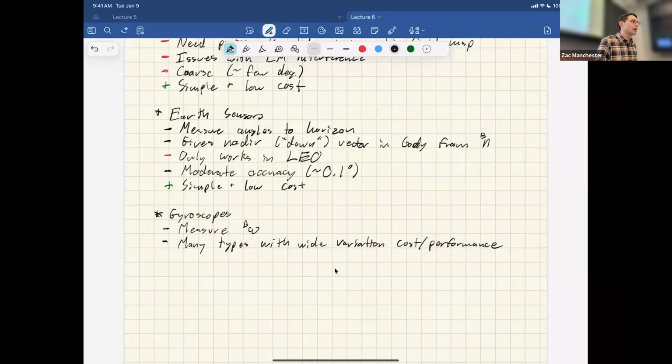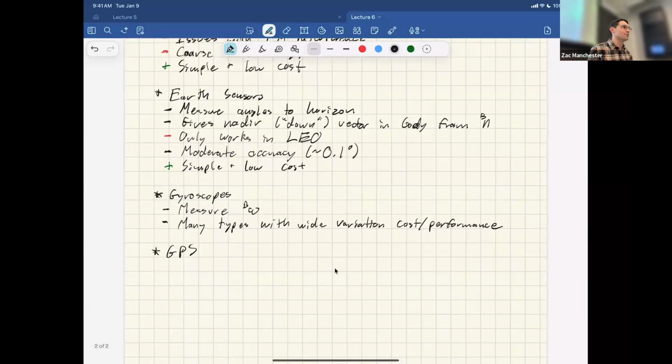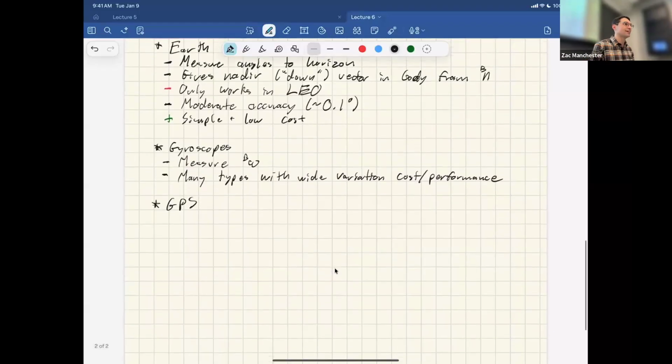Okay, so another one that is interesting is GPS, actually, which is maybe less well known. So, did anyone have any idea how you do this with GPS? It's kind of fun. Yeah. You need multiple receivers.